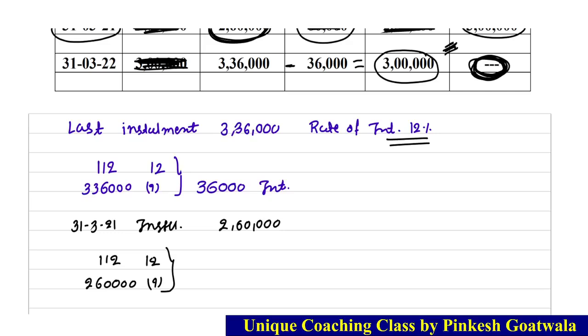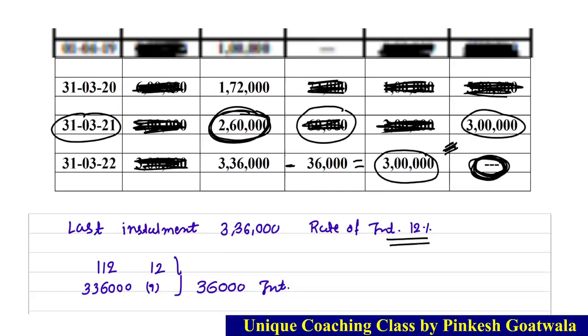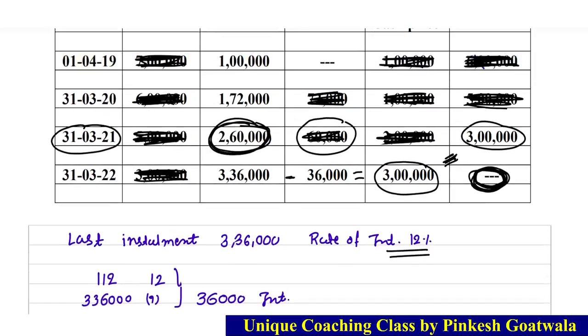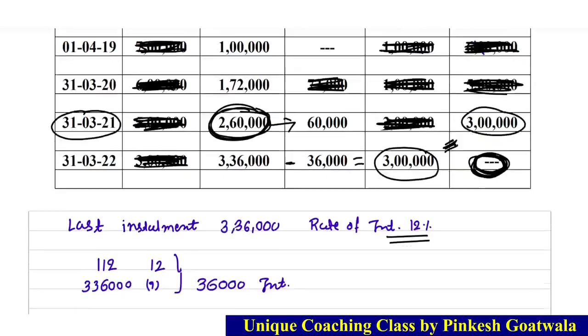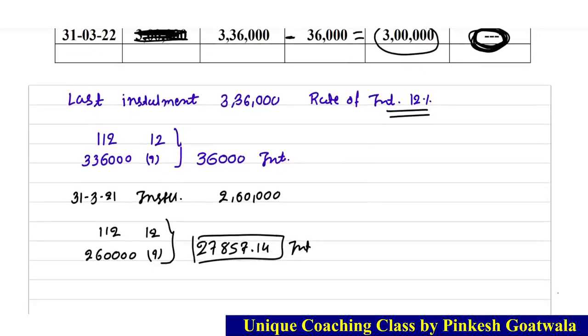So if you do that, you will get answer 27,857.14. You will get this answer. And let's check what is the right answer. Okay, આપણો right answer કેટલો છે? ઇન્ટરેસ્ટ કેટલું છે? 260 માં ઇન્ટરેસ્ટ કેટલું છે? So if you check that, interest is 60,000 and our answer comes 27857. It's wrong. So now why it is wrong?